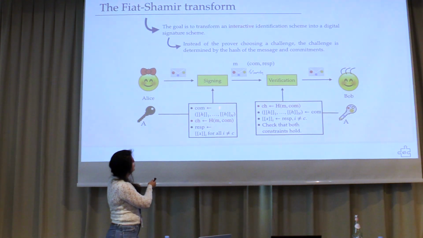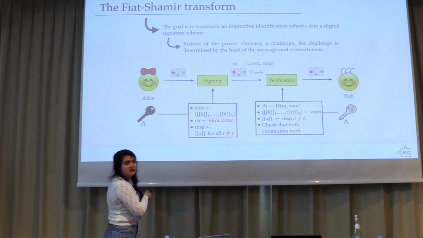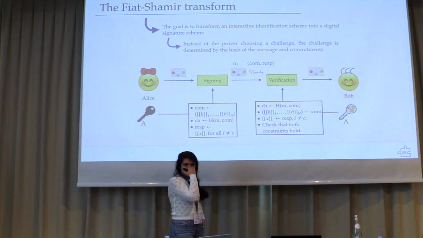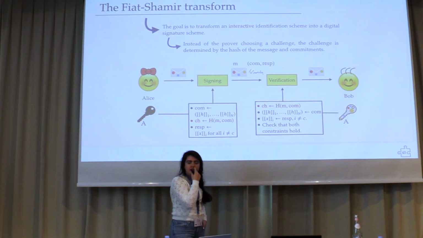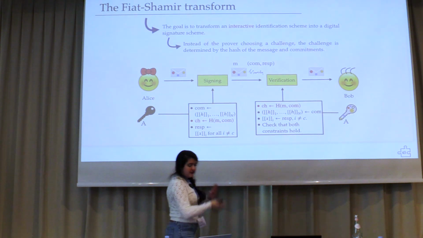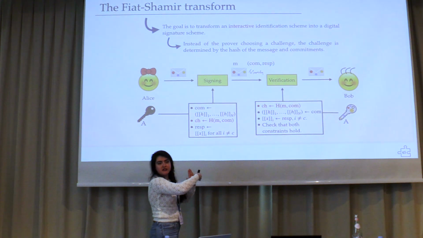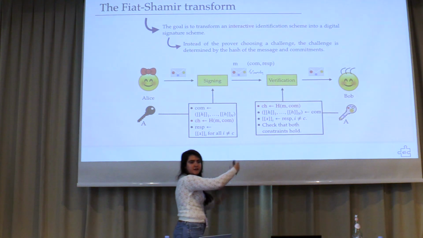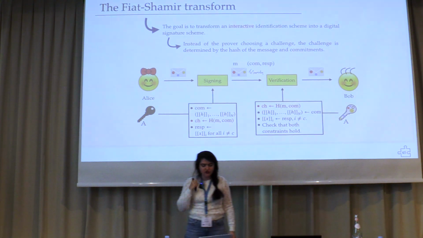So you have the commitment like in the identification scheme, but then instead of a verifier sending you a challenge, the challenge is equal to a hash of M and the commitments. What do I mean the challenge is equal to this? Well, imagine you need a challenge that is either 0 or 1, that is, if n is equal to 2. Then when you hash this, you take the first bit as the first challenge, you take the second bit as the second challenge, and so on. Or if n is larger, you segment it differently. That is how you get a challenge from the hash.